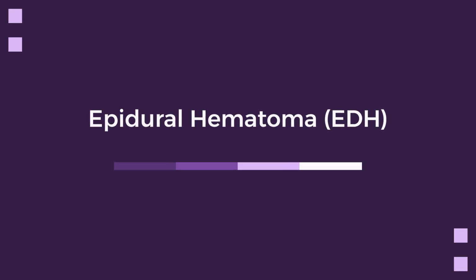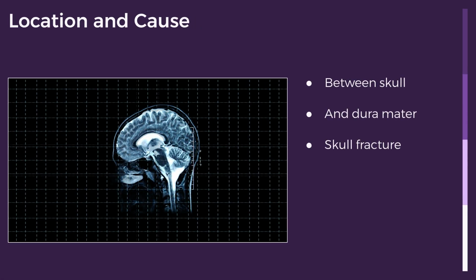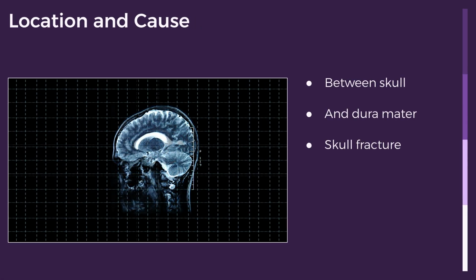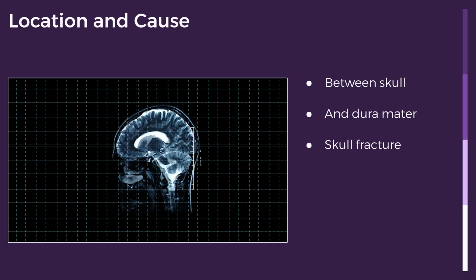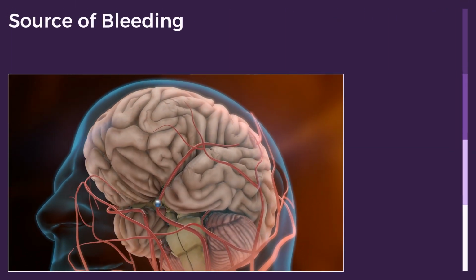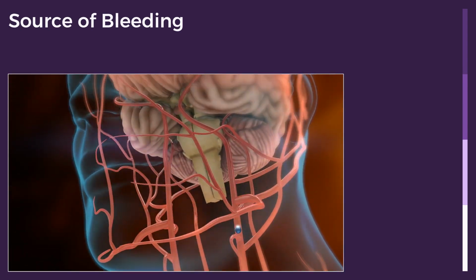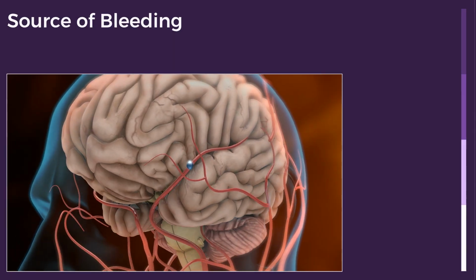Let's start with the epidural hematoma, often considered the more acutely life-threatening injury. An EDH collects blood between the inner surface of the skull and the dura mater. It's usually associated with a traumatic skull fracture. The typical source of bleeding for an EDH is the middle meningeal artery. Because this is an arterial bleed, blood accumulates rapidly, causing swift deterioration.